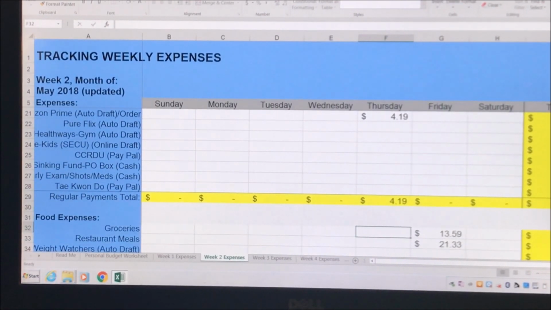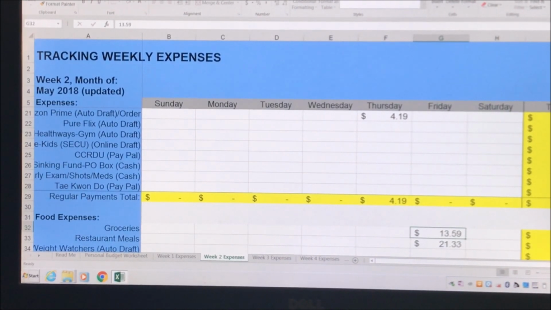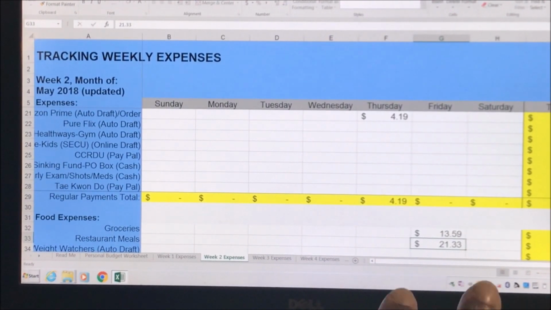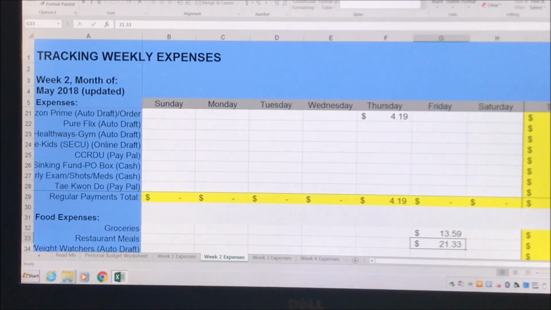Food expenses for groceries, I had $13.59 that came out on Friday. That was for our Sunday socials, and the only reason I had to spend that in a debit is because I forgot to take my grocery money with me this week. We have so many groceries that I just wasn't even thinking about pulling money out of the envelope, but I didn't remember that I needed to get stuff for Sunday social, so I ended up having to do a debit for that.